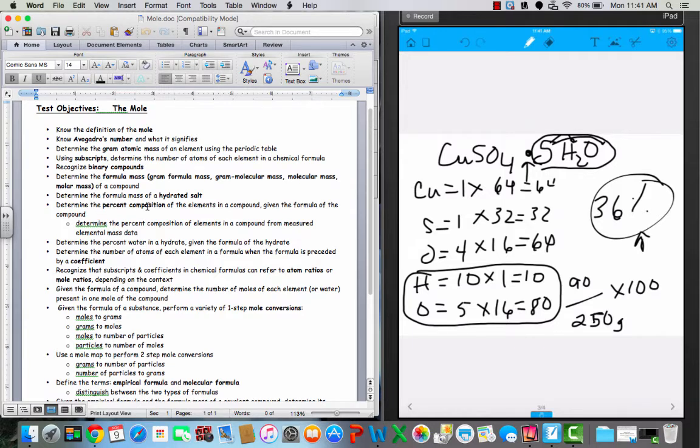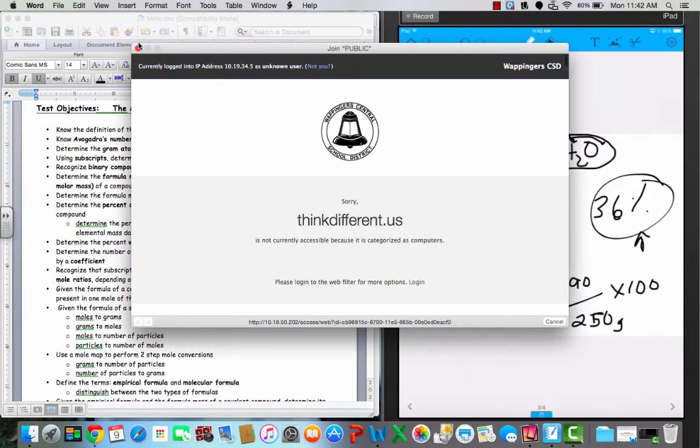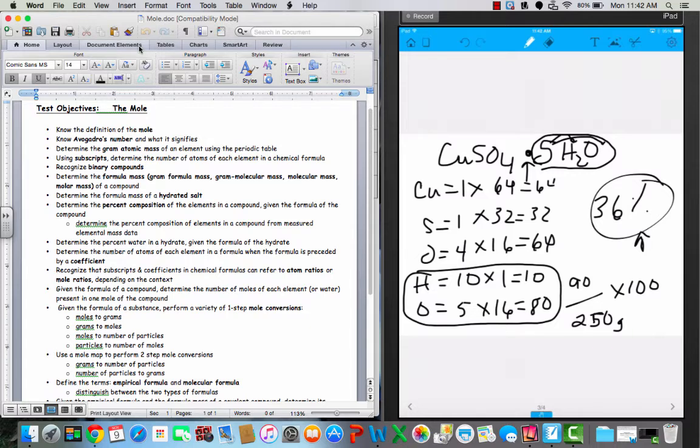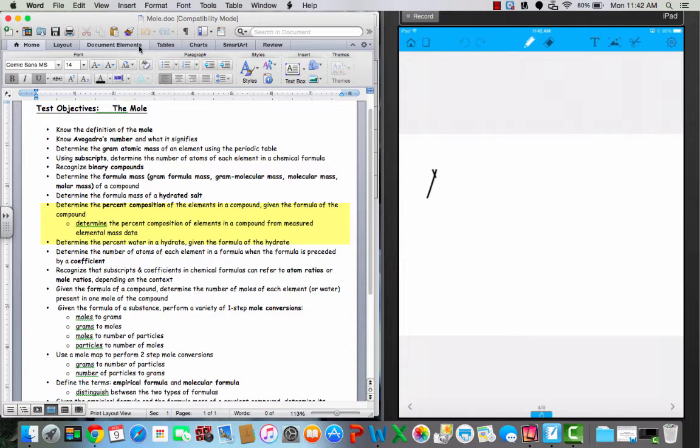If I want the percent composition of each individual element of the compound, what you're going to do is take the mass of each element divided by the whole. So in this case, if I wanted to know what percent copper made up this hydrate, I would take 64 divided by 250 times 100. If I wanted to know what percent sulfur made up this compound, it would be 32 divided by 250 times 100. If I want to look at something a little easier, let's look at sodium chloride.